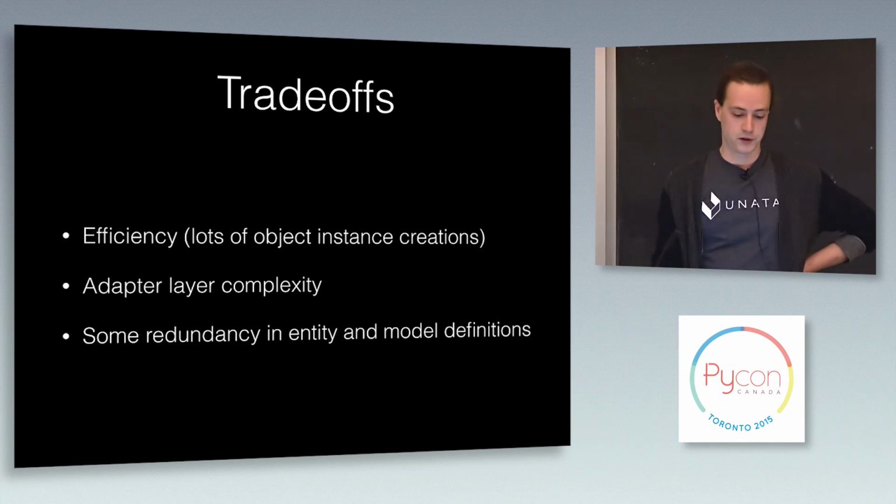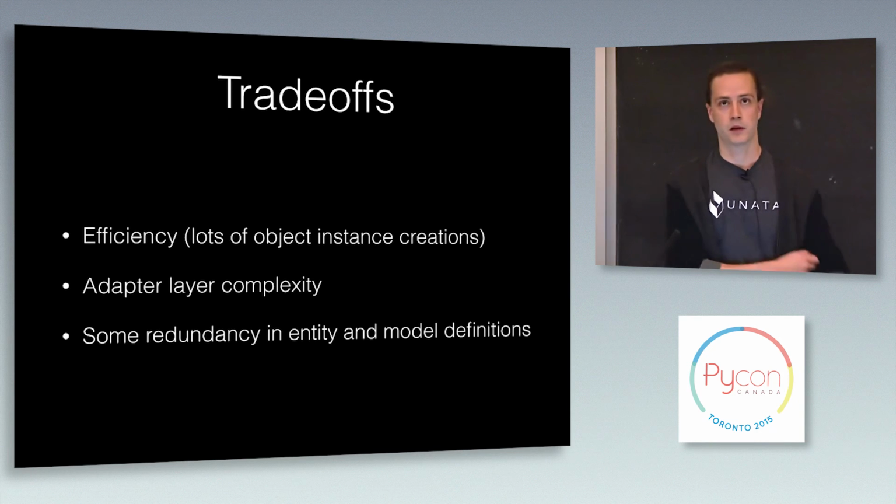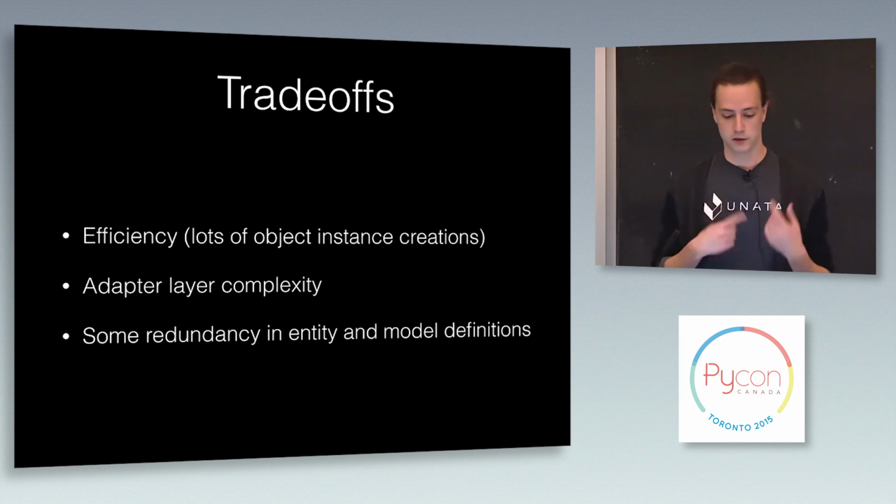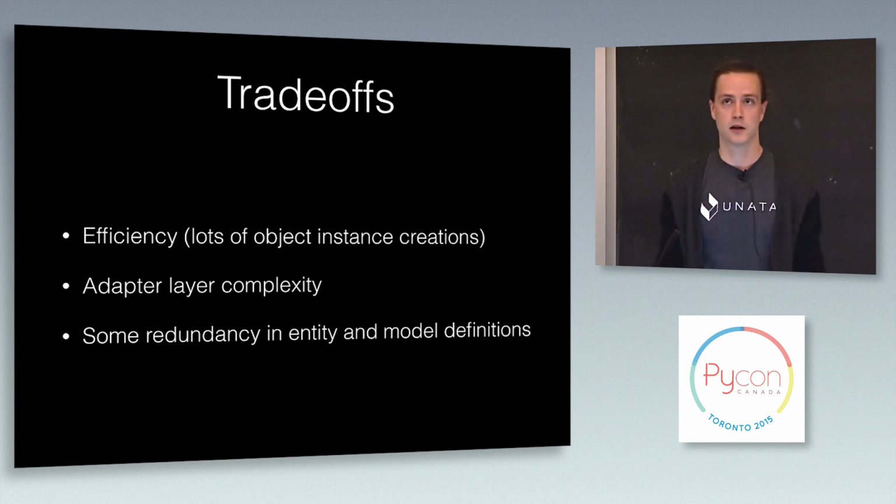Trade-offs. So, efficiency. Obviously, there's a lot of object instance creation. When you're manipulating these objects, in our case, because they're immutable, there's a lot of new instances created. I think that trade-off is worth it, because it's a lot easier to reason about immutable data and pure functions in your code. And generally, although we are a database-intensive system, we have a lot of caching, and that's where the serialization helps too. A lot of caching layers.